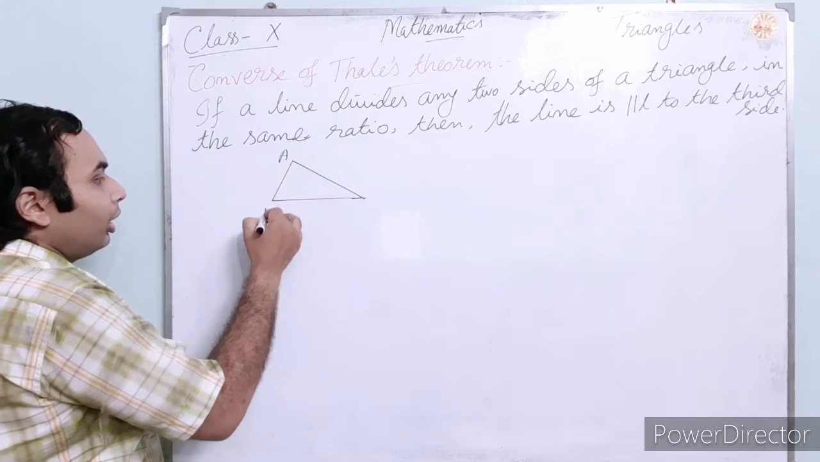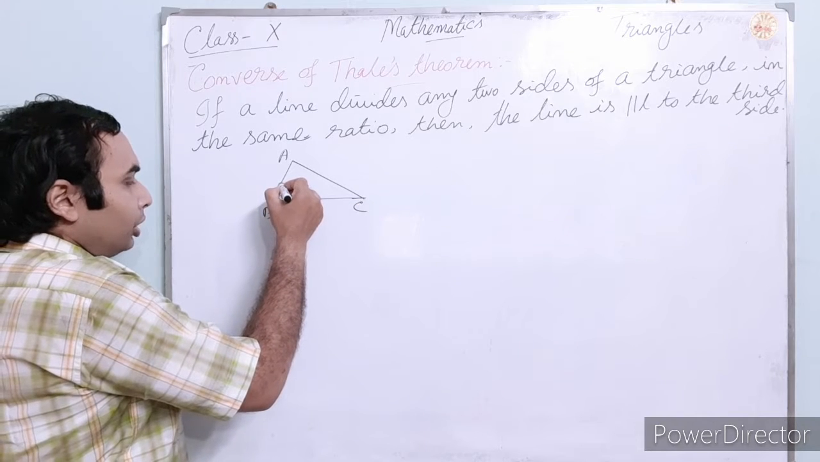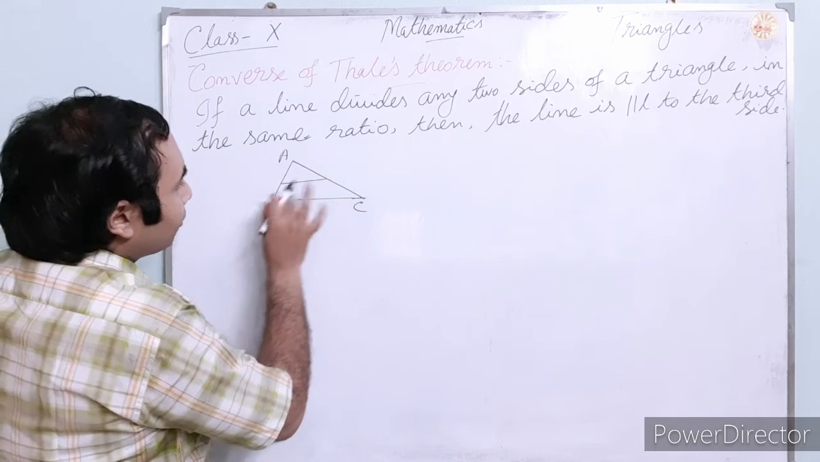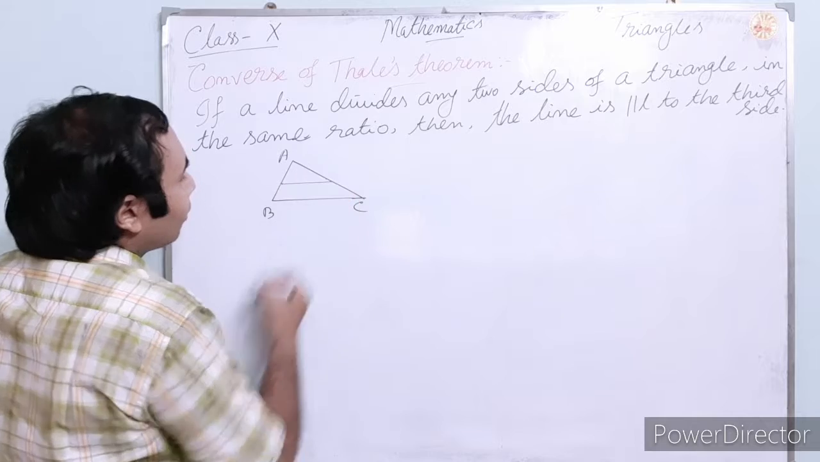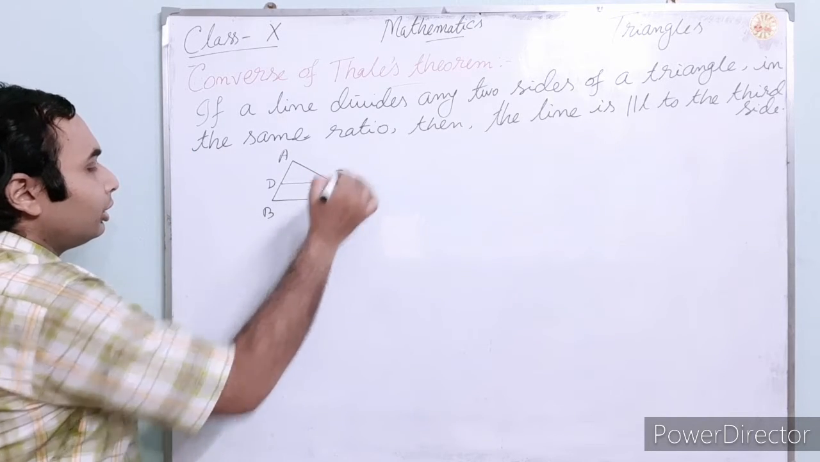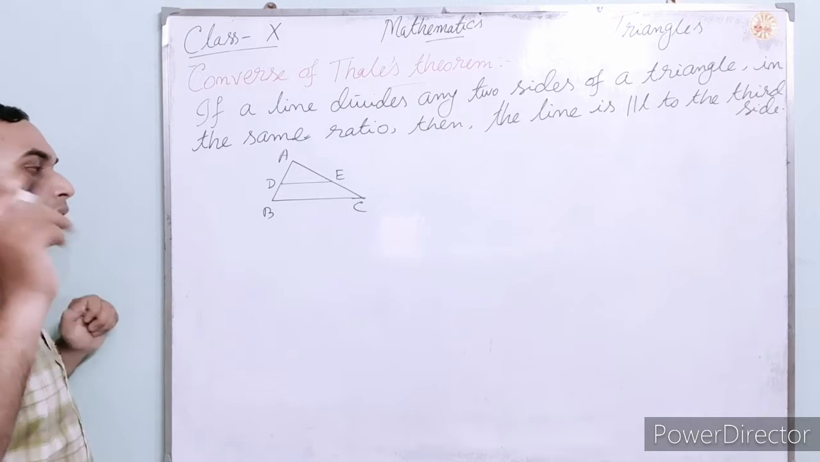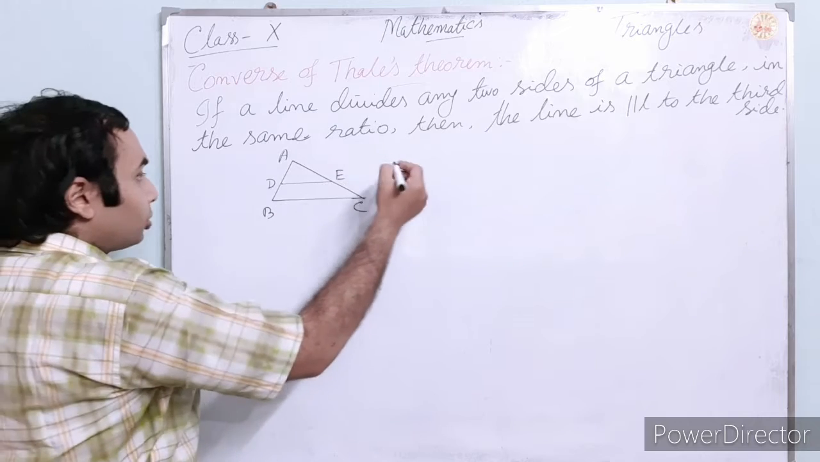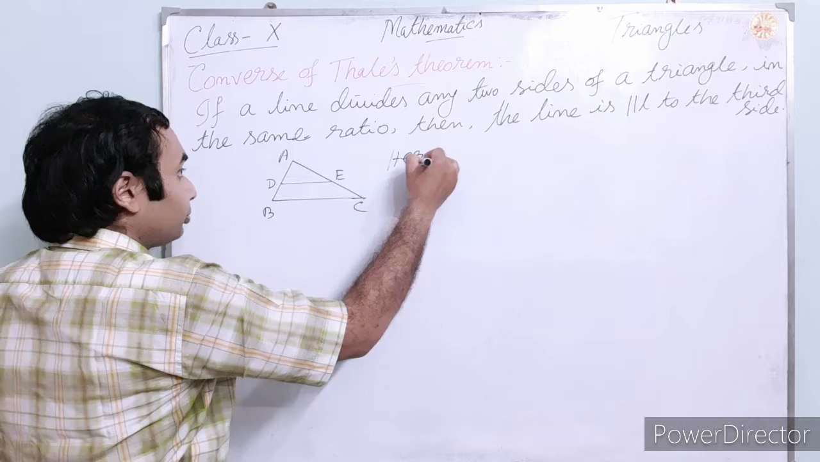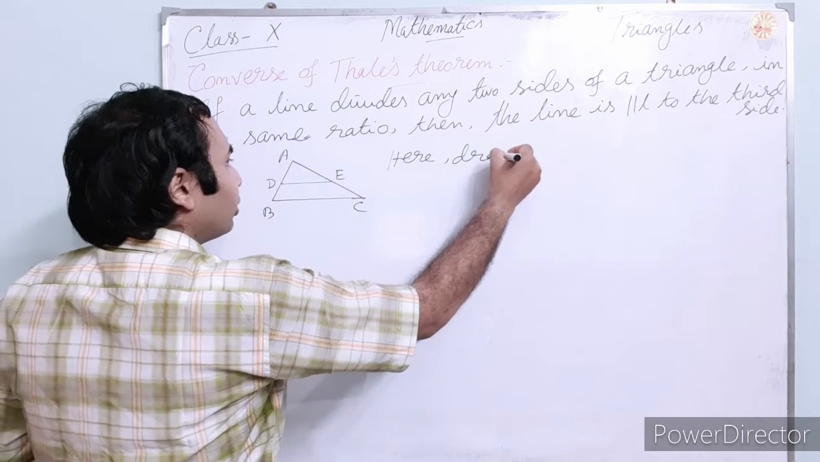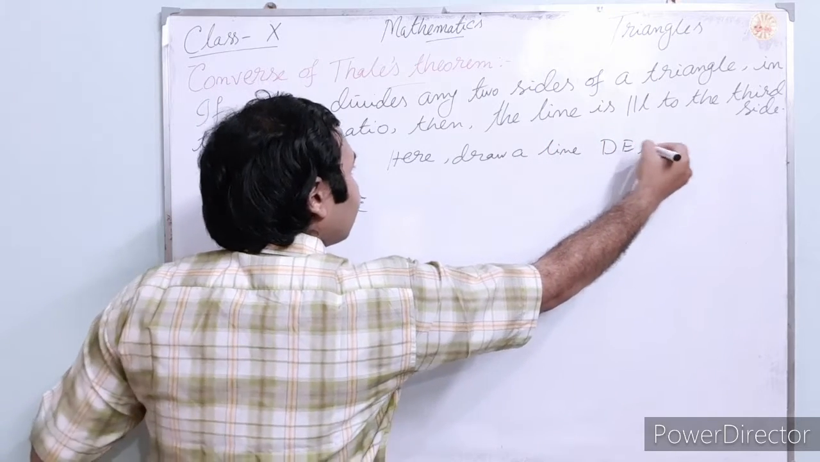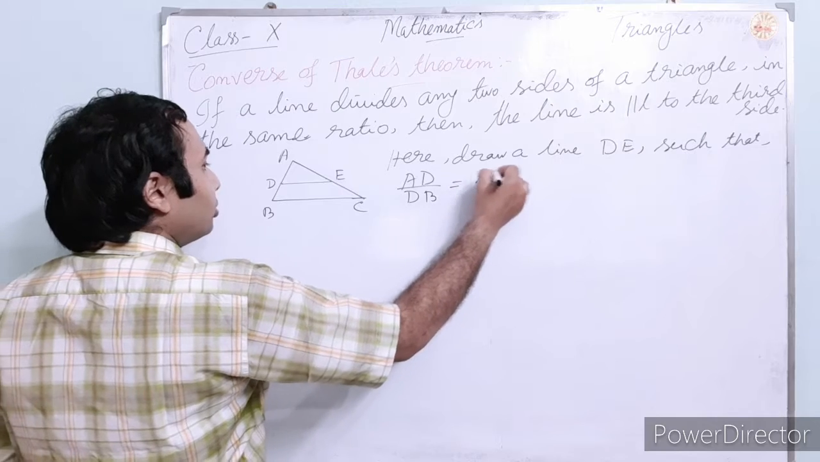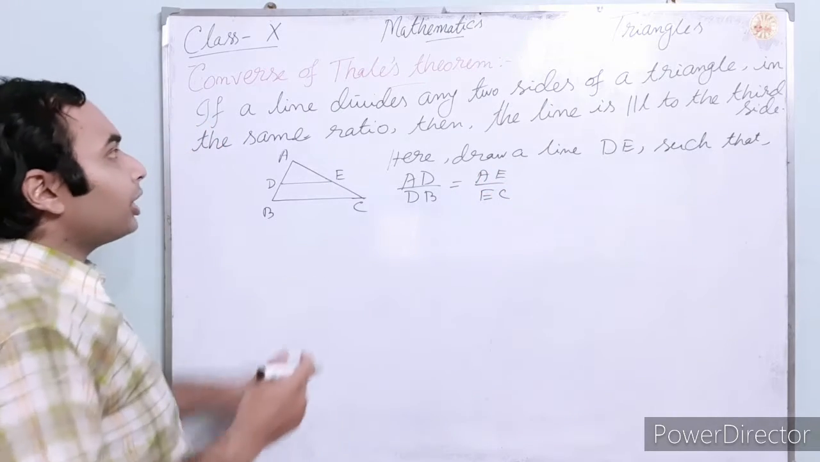If this is a triangle ABC, we draw one line, that is DE, such that AD by DB is equals to AE by EC. This has been given here.